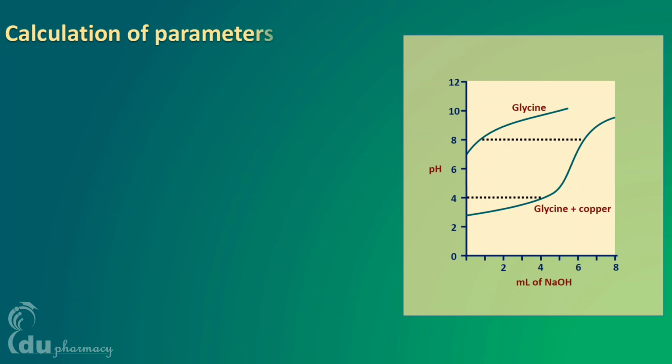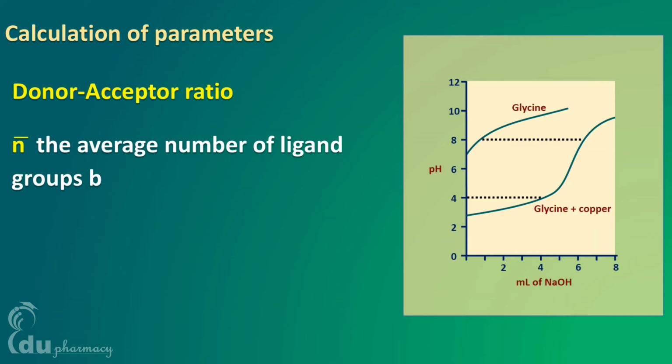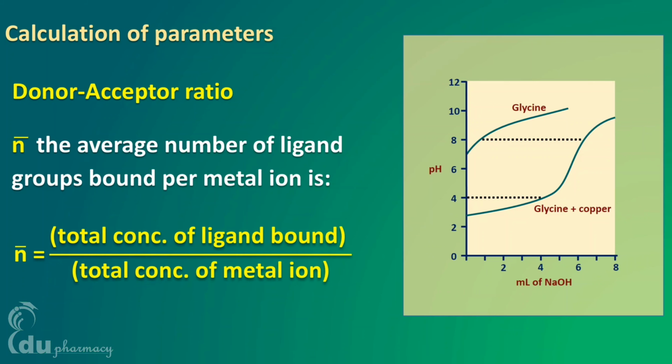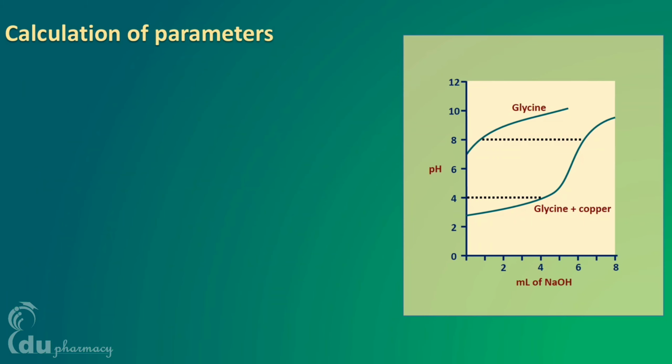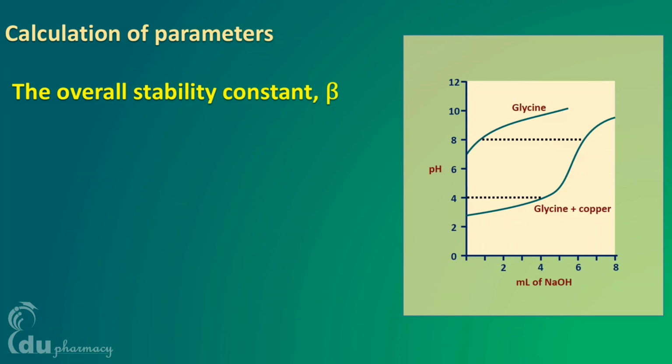From this graph, we can quantitatively estimate the donor-acceptor ratio, which is symbolized by n bar. It is the average number of ligand groups bound per metal ion. It is calculated by the formula n bar equals the concentration of ligand bound over the total concentration of metal ion. We can also calculate the overall stability constant beta. The stability constant reflects the strength of the interaction, and the larger the value of the constant, the greater the stability of the complex.